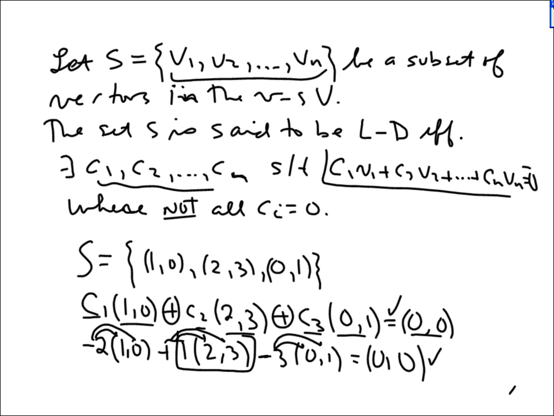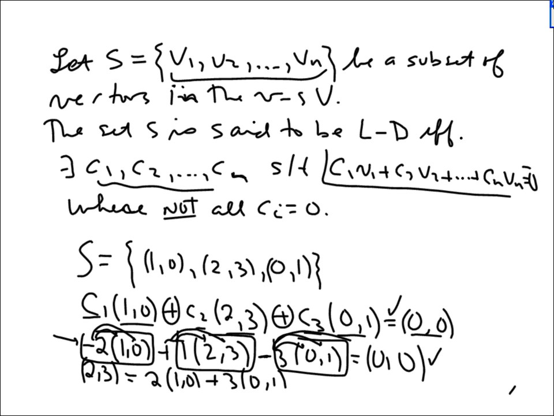Let's look at (2, 3). 1 times (2, 3) is just (2, 3). We'll bring the other two terms to the other side. When you bring this term to the other side of the equal sign, it becomes 2 times (1, 0). You bring this to the other side, it becomes plus 3 times (0, 1). If you can write one vector in terms of the other vectors, you can take any vector in this set.